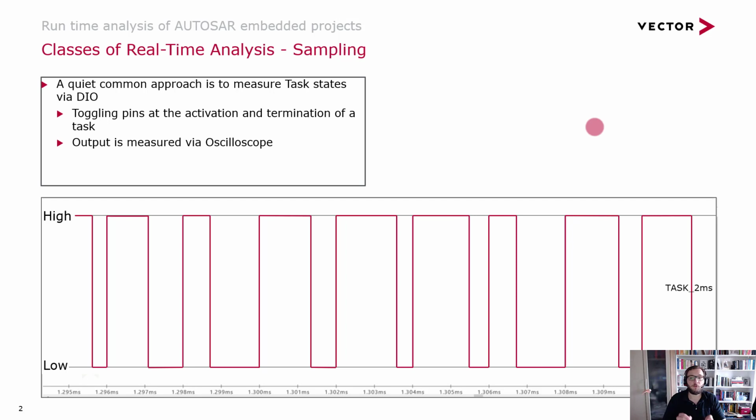Of course, you can not only do that for the idle task, you can also do that for a certain task, as it is shown here in this example. So we can see a task 2 millisecond, and every time this task is getting activated, it is a high signal, and every time it's getting terminated, we're back to low. By that, you can very easily see what's the total runtime of this task and also what's the overall CPU utilization a certain task is taking.